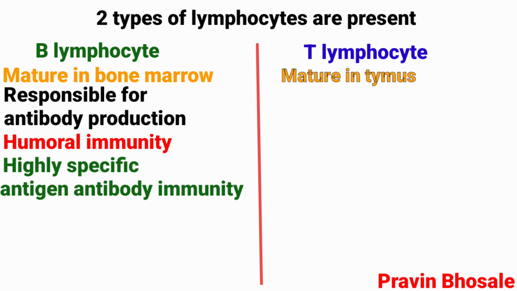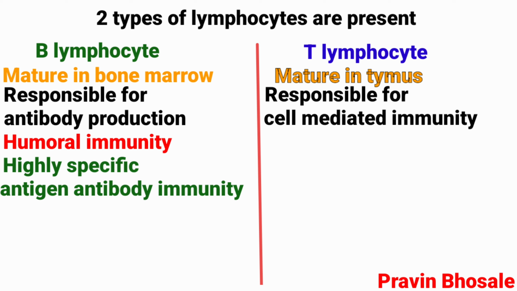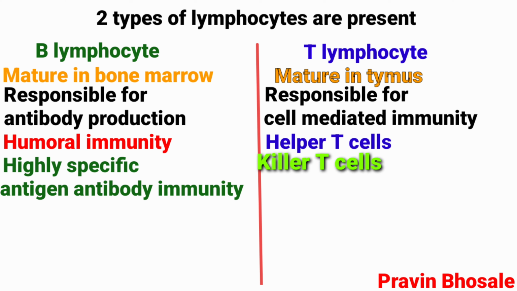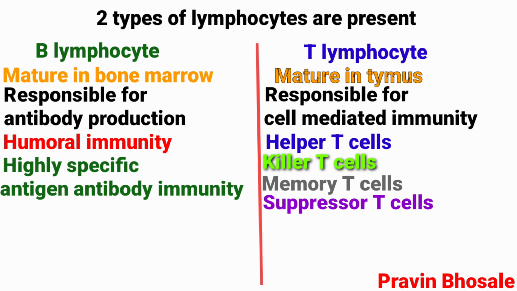T lymphocyte mature in thymus and are responsible for cell-mediated immunity. Helper T cell, killer T cell, memory T cell and suppressor T cell are the four main subtypes of T lymphocyte.